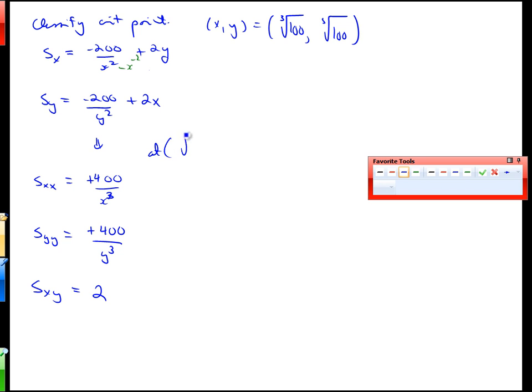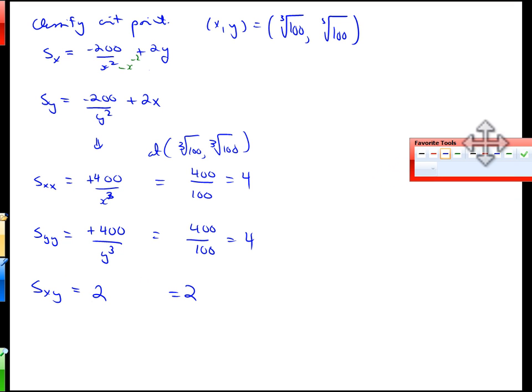At our cube root of 100, cube root of 100, this is going to equal 400 over x cubed. Oh, that's 400 over 100, that's 4. This is going to be exactly the same. That's going to be 4. And this is going to equal 2 because it's the same everywhere. What does that tell us together?